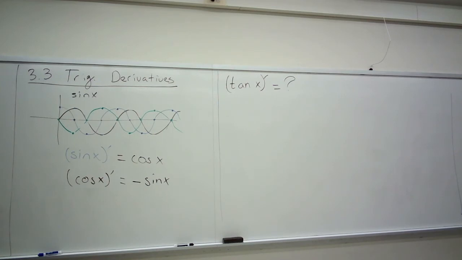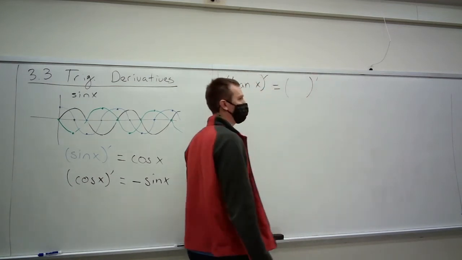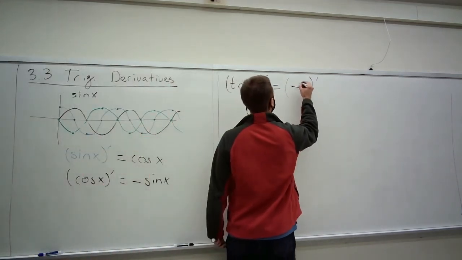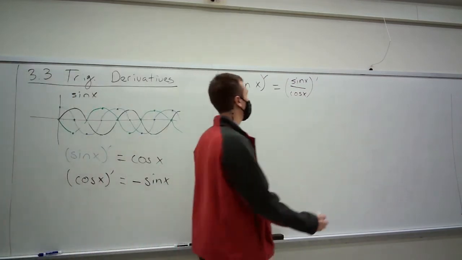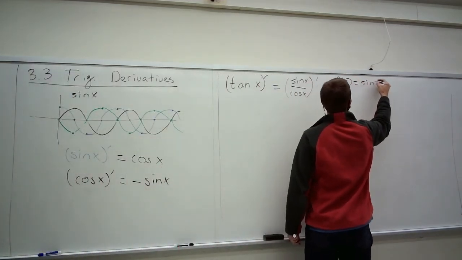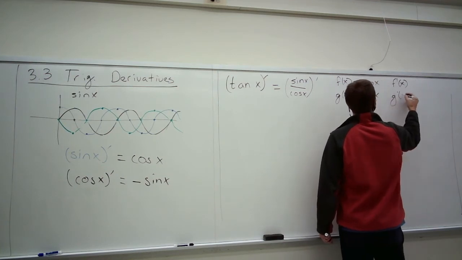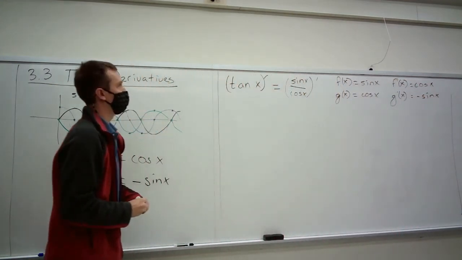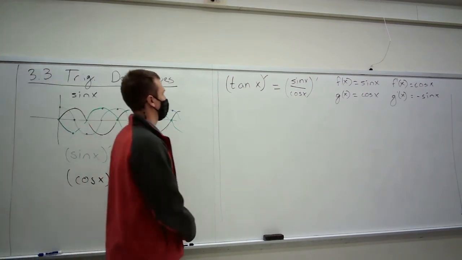Do you know of anything that can help us with this? We do know something. What kind of quotient is tangent? Sine over cosine, by definition. I see a quotient of functions, don't you? Let's just fill in the blanks and simplify. Let's see where this road takes us.